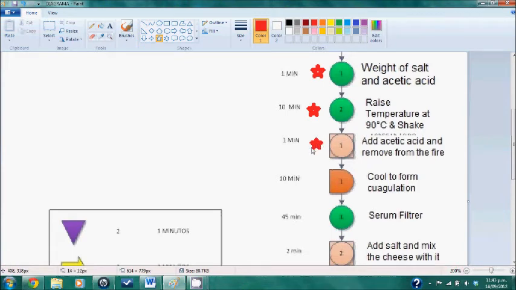Then in the next step we have the addition of acetic acid and removal from the fire. In this step we add acetic acid to the mixture. Then after adding this and the mixture has absorbed it, we remove it from the fire.